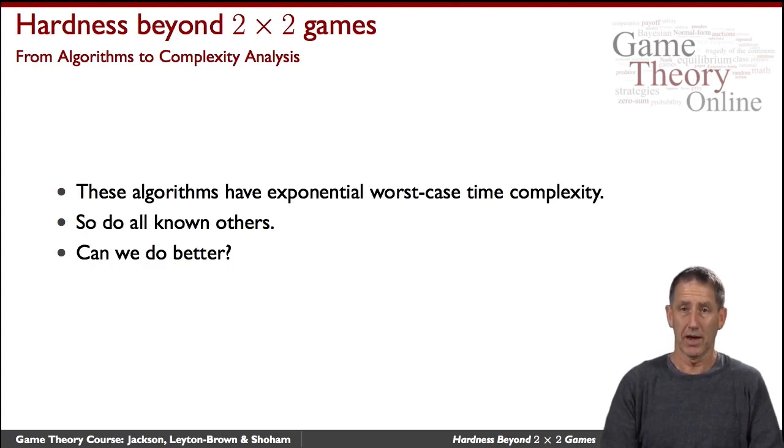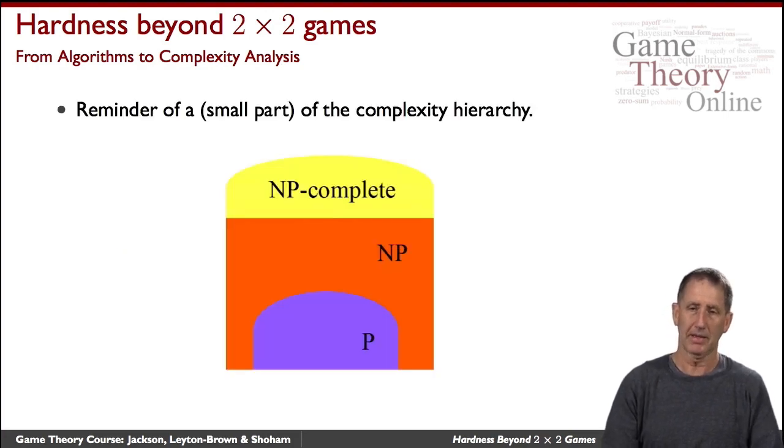But these procedures do have exponential worst case, and so the question is, can we do better? Are there procedures that are less than exponential in the worst case? And that takes us from the realm of algorithms to the realm of complexity analysis. So let's first remind ourselves a little bit about what complexity analysis looks like.